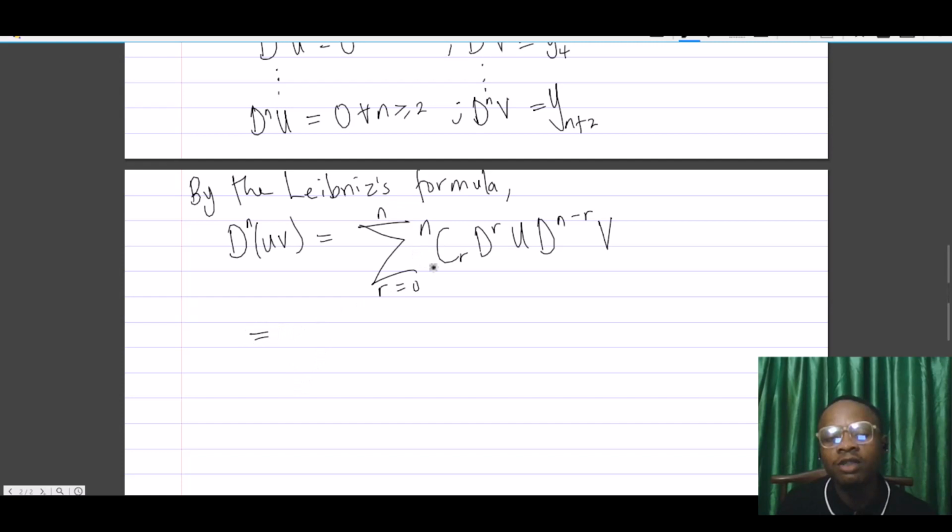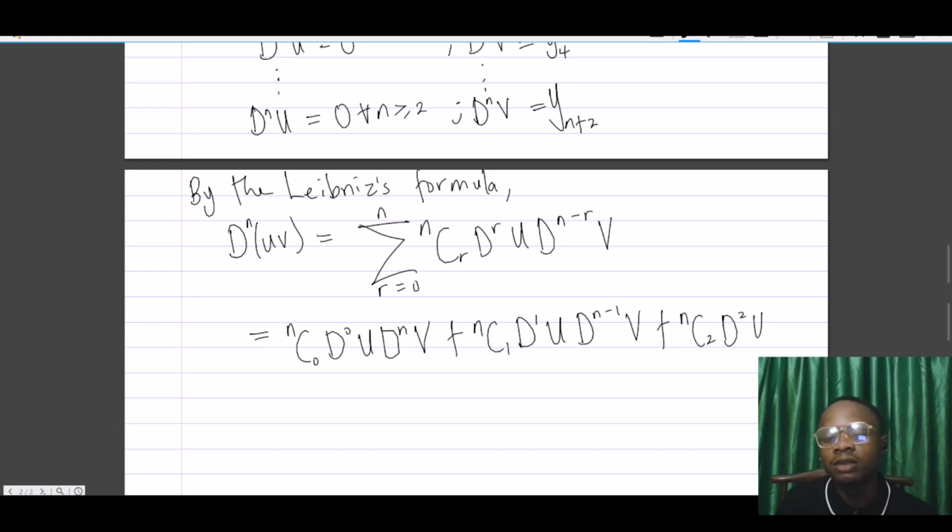This is going to be, when r equals 0, n combination 0, the 0, u to the n minus 0, v, plus, when r equals 1, n combination 1, the 1, u to the n minus 1, v, plus the next one, when r equals 2, n combination 2, the squared, u to the n minus 2, v. So we know it becomes 0 from this point. So let's leave it like that and just move on.